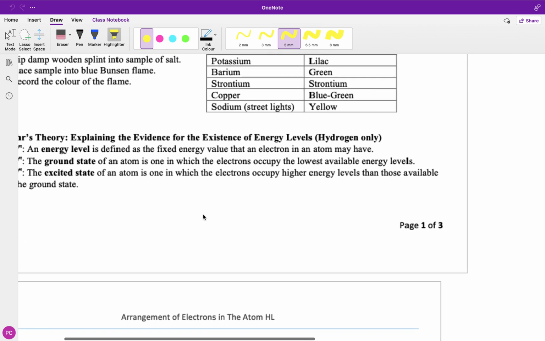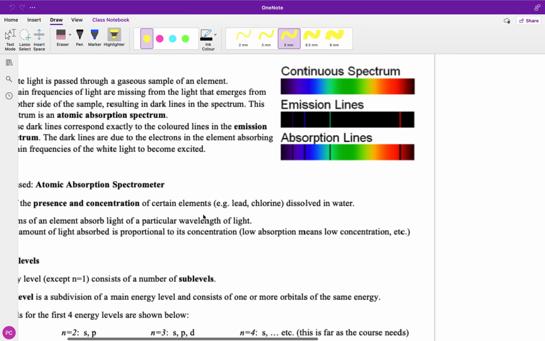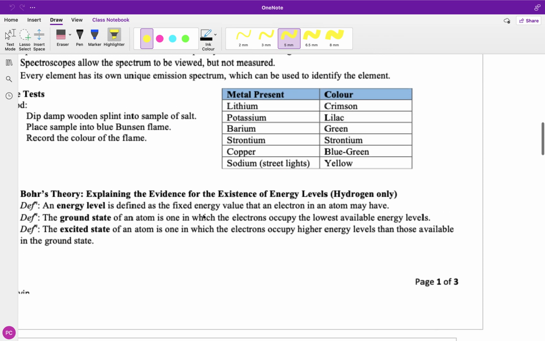I'll just flick down and show you the difference between the two of them. There they are. So in your continuous spectrum, you have all the colours fitted in, there's no gaps. And an emission spectrum is this one here. It's mostly black and you have the lines in it. That's the difference between the two. That's what Niels Bohr did.